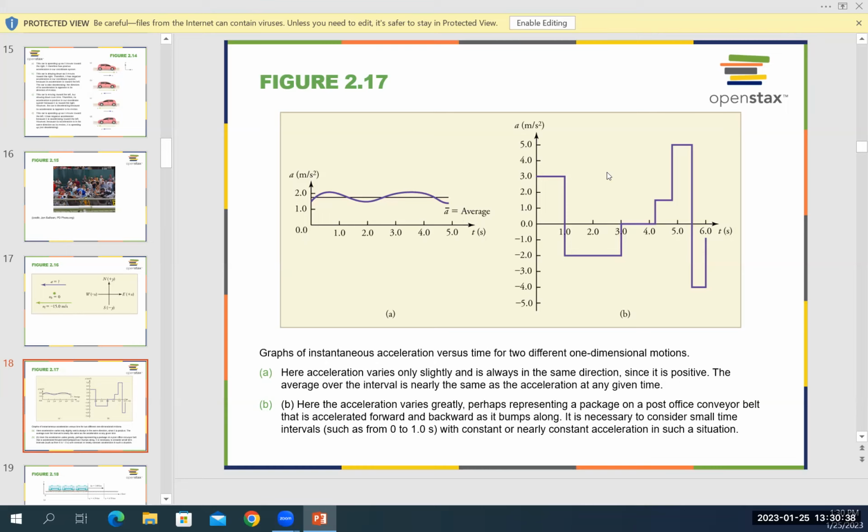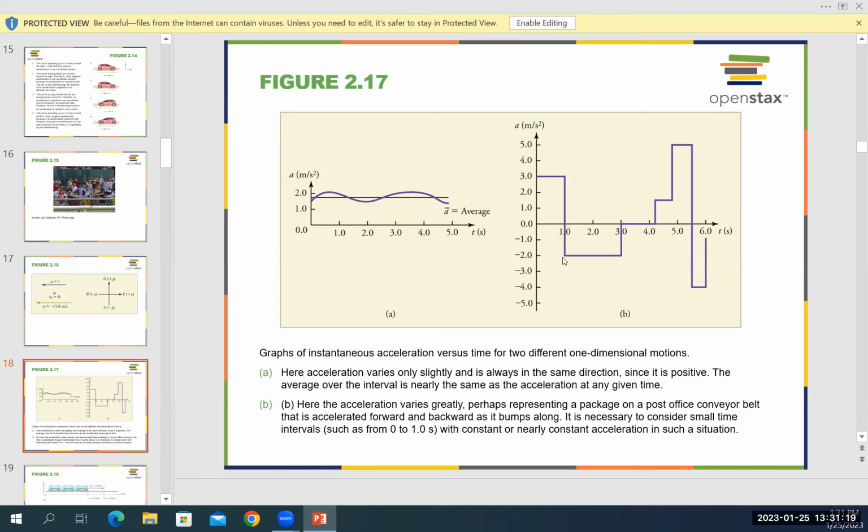If we look at the second graph, though, here the acceleration varies greatly, representing a package on a post office conveyor belt, let's say. So again, the vertical line is our acceleration. That's how quickly we're changing speed. So we're changing speed by 3 meters per second squared up until 1 second. At 1 second, we suddenly change our acceleration to -2. So that means suddenly we started moving backwards. Well, how can that happen? That means we hit something and we bounced off.